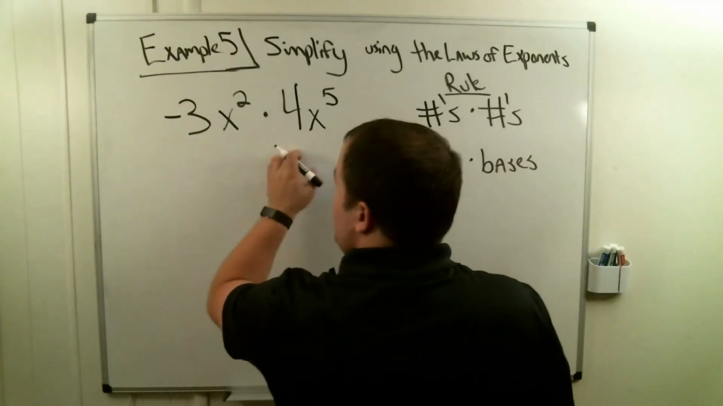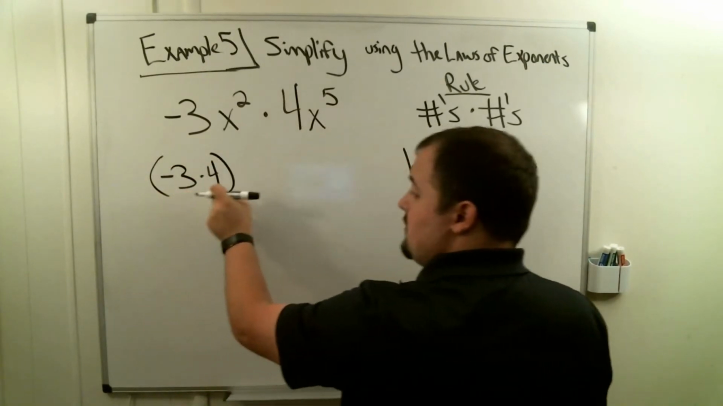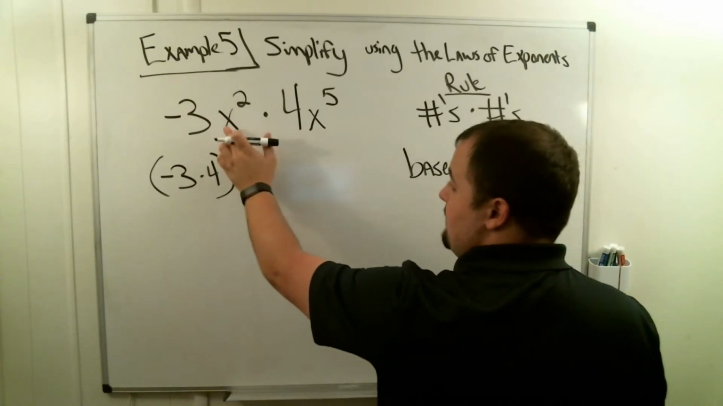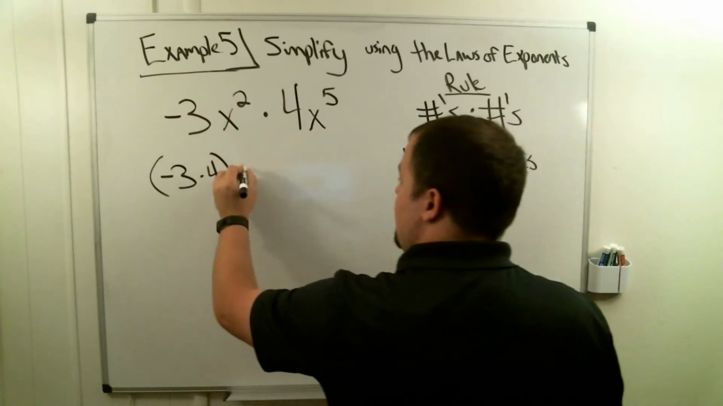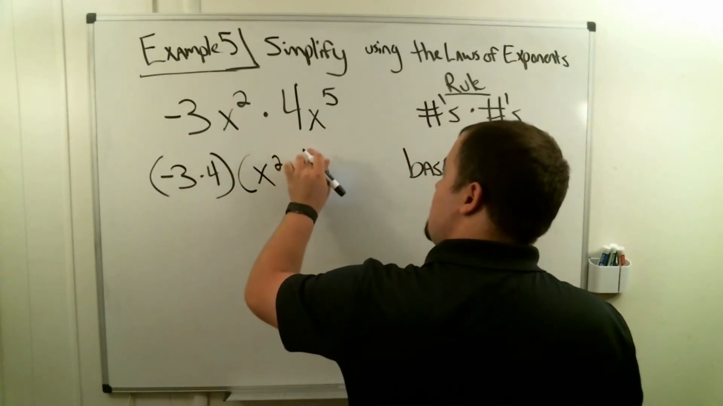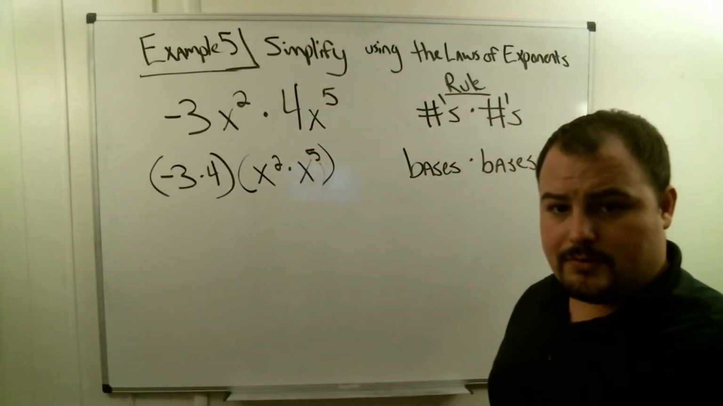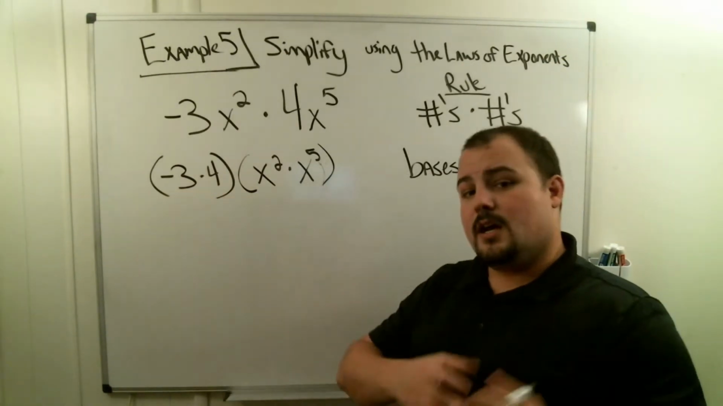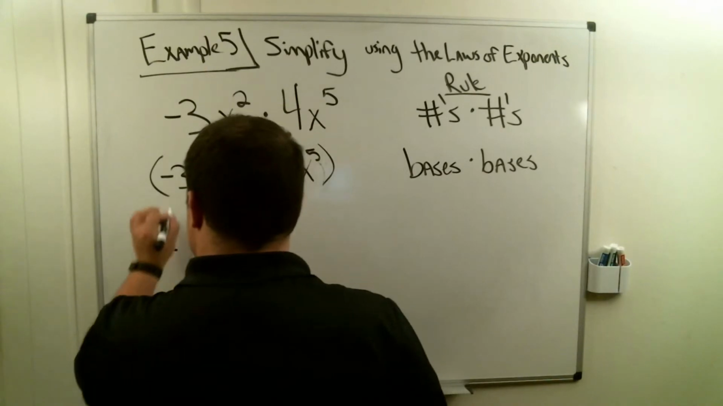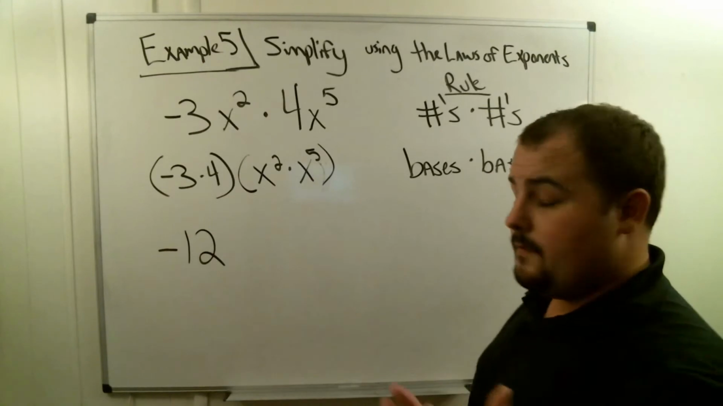What we're going to do is put numbers together. So negative 3 is going to multiply by 4. Number times number. Then we're going to put the bases together. Well, the bases that I have the same are x squared and x to the fifth power. So I have x to the second power times x to the fifth power, and we're going to multiply those. We're going to solve this first. A negative 3 times 4, that's a negative times a positive, which is a negative. 3 times 4 is 12. So when I do the numbers times numbers, I get negative 12.